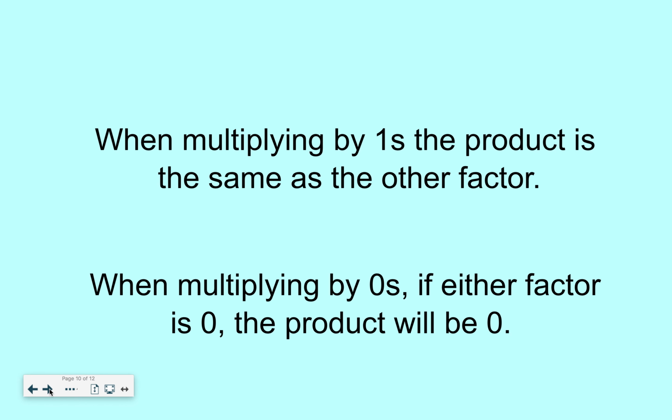So remember, when multiplying by ones, the product is the same as the other factor. When multiplying by zeros, if either factor is 0, the product will be 0.